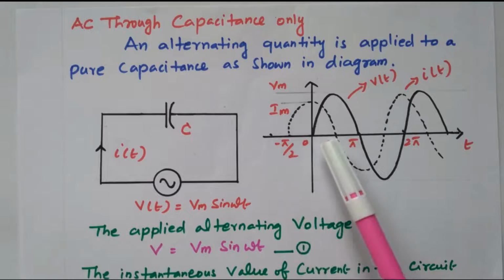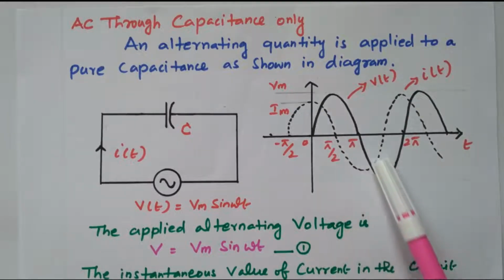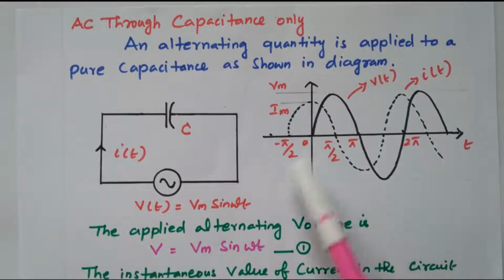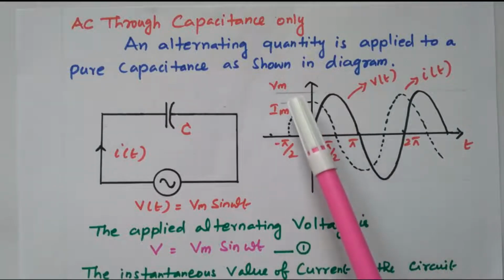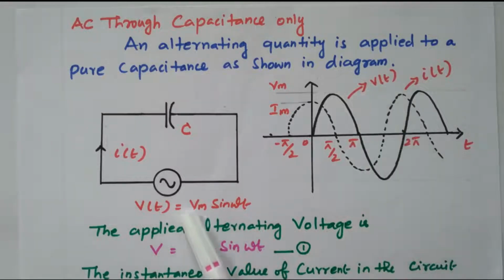I will refer the waveform. This is the supply voltage V of t. V of t is applied. It starts at 0 degree. The maximum value is Vm, referred by V of t. V of t equal to Vm sin omega t.